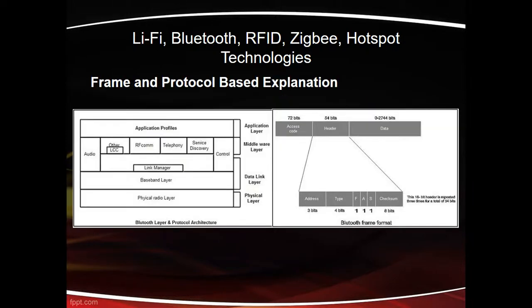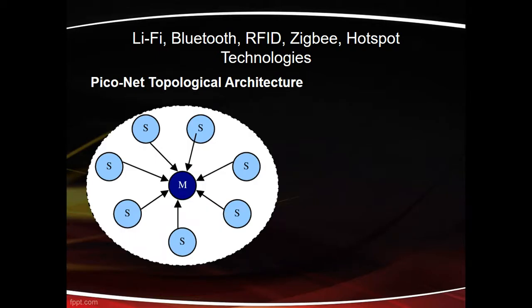What does Piconet mean? I missed the slide, very sorry about that. So this is the Piconet topological architecture. A Piconet is a Bluetooth network, and it contains a master and slave relationship. There are primary or master nodes, and there are secondary or slave nodes. Maximum you can use 7 slave nodes. Other than that you cannot use.